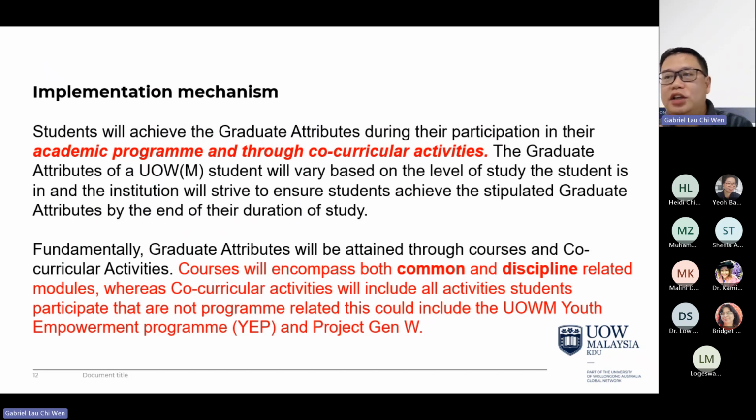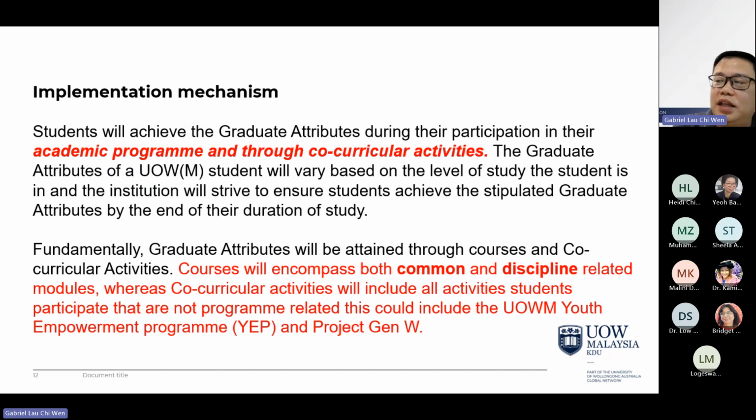Now, the graduate attributes of UOWM, that's us, will vary based on the level of study the student is in, and the institution will strive to ensure students achieve the stipulated GAs by the end of the duration of study. As I stressed, students in diploma, degree, master's, certificate at the bottom, they will achieve, but at different levels.